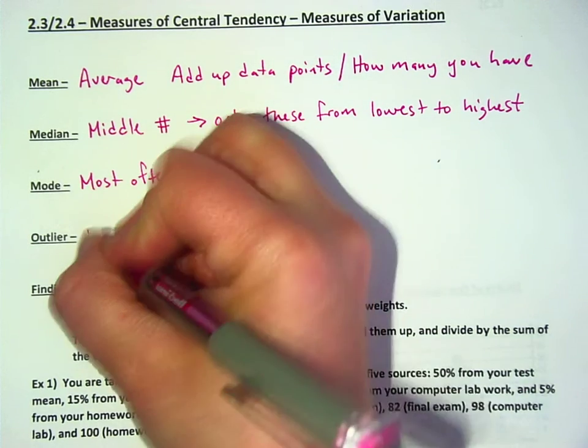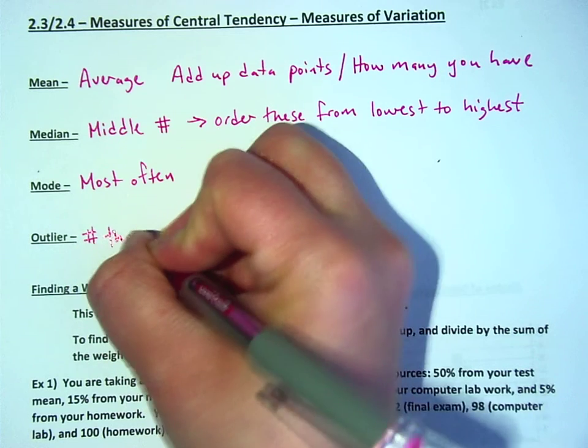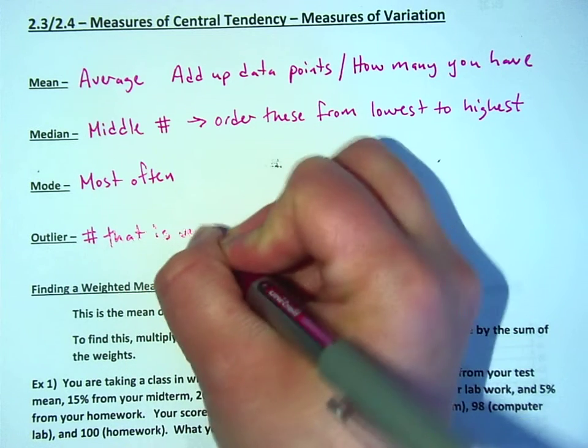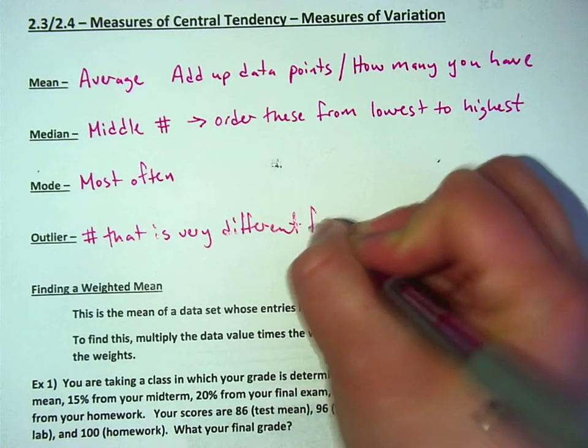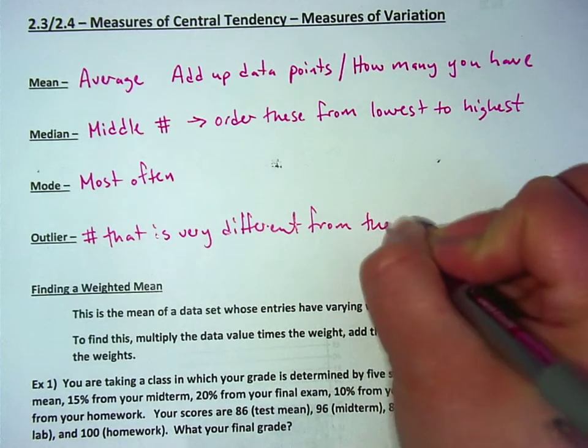An outlier is a number that is very different from the rest of the data set.